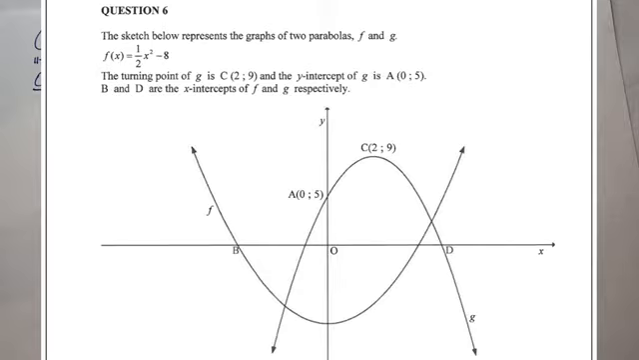The sketch below represents the graph of two parabolas, f and g. f of x is equal to one half x squared minus 8. The turning point of g is C, which is (2; 9). And the y-intercept of g is A, which is (0; 5). B and D are the x-intercepts of f and g, respectively.